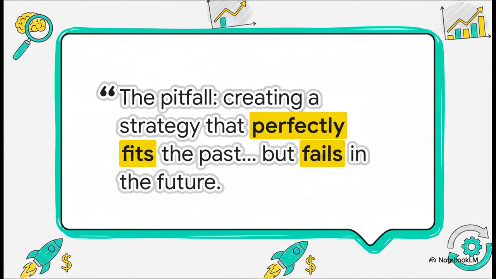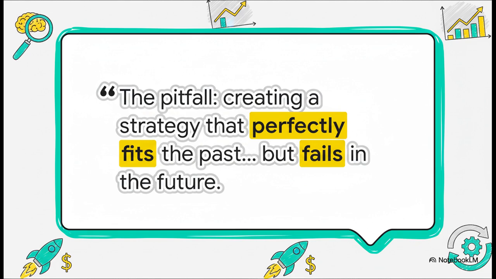It's so easy to just keep tweaking your rules. What if I change this setting? What if I add another filter? Until your backtest looks like a perfect money-printing machine. This is called curve fitting. And what you've done is you haven't found a market secret, you've just perfectly described the random noise of the past.